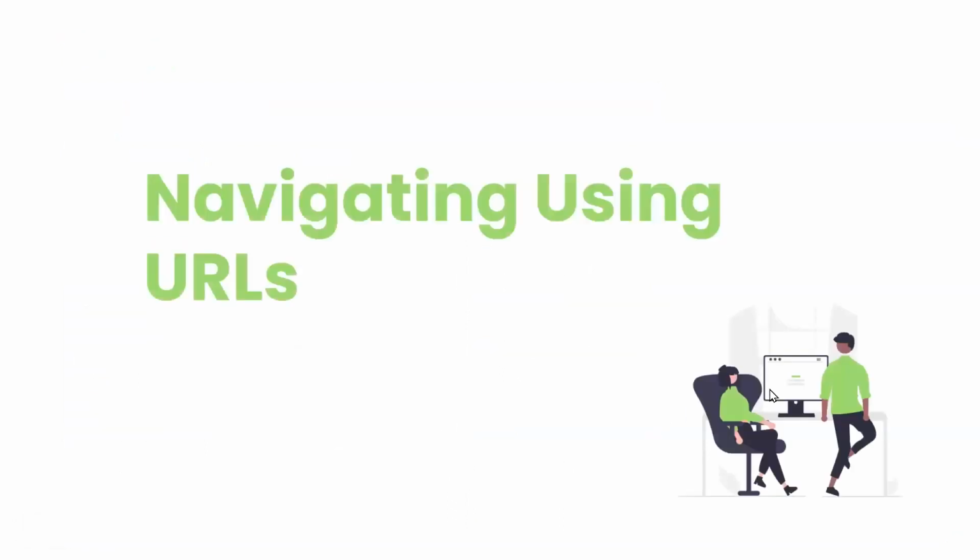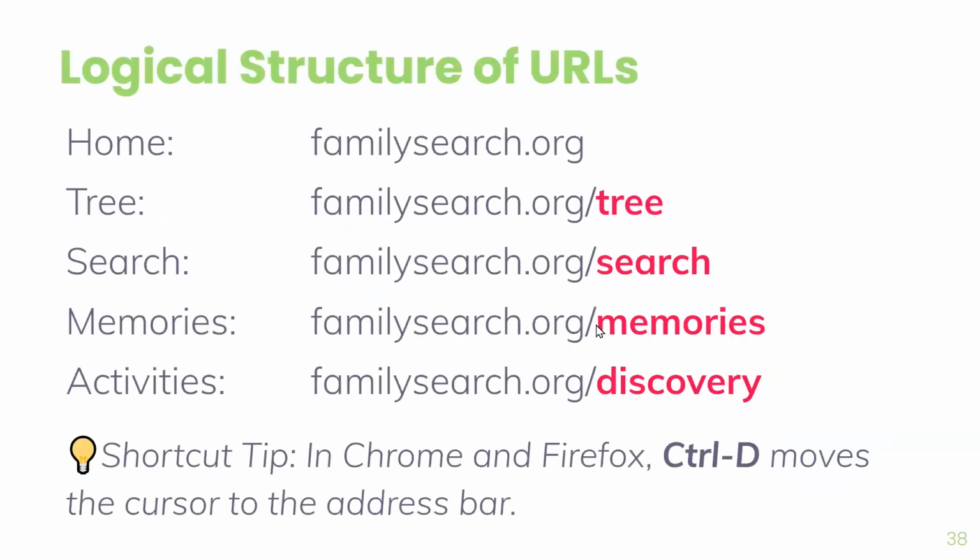Okay, the last part is to just talk about navigating using URLs. So FamilySearch has made a very logical structure to their URLs. I absolutely love it because it makes it really easy if you're a keyboard person to go quickly from one place to another without having to click menu options.